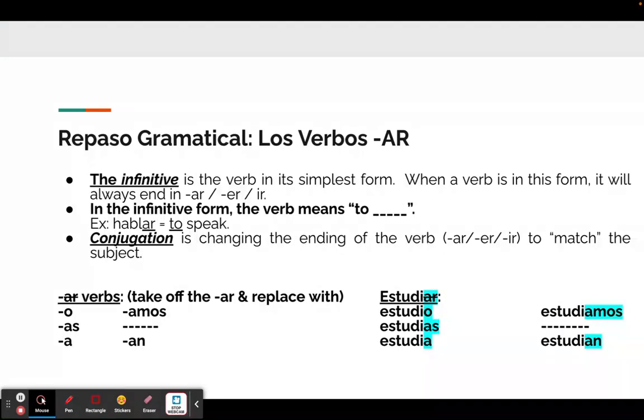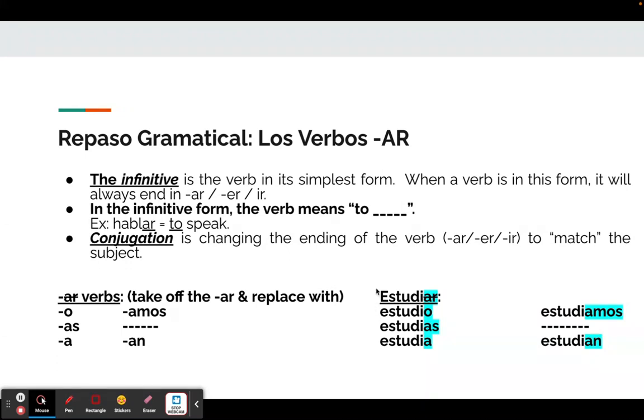So, we need to change the verb so that it matches with the subject. And that process is called conjugation. That's all conjugation is, simply changing the ending of the verb, so changing the AR, ER, or IR to match the subject. So for example, we're going to take off the R of AR verbs and we are going to replace it with these endings. So the O goes with yo, as with tú, a with él, ella, usted, amos with nosotros, an with ellos, ellas, ustedes.